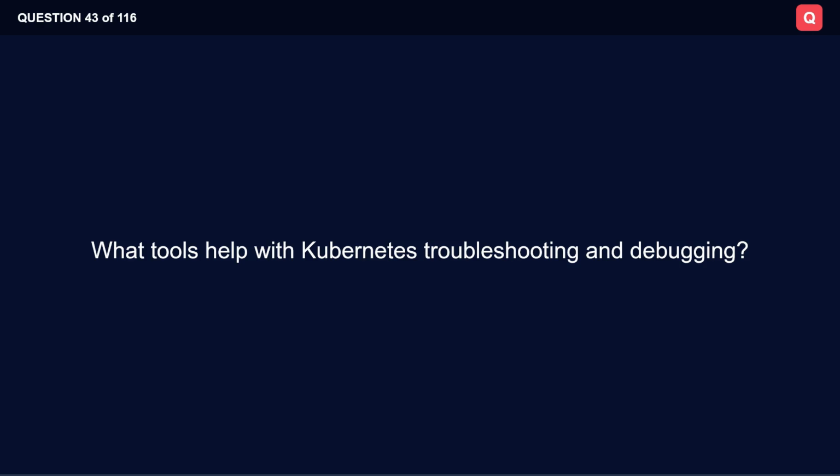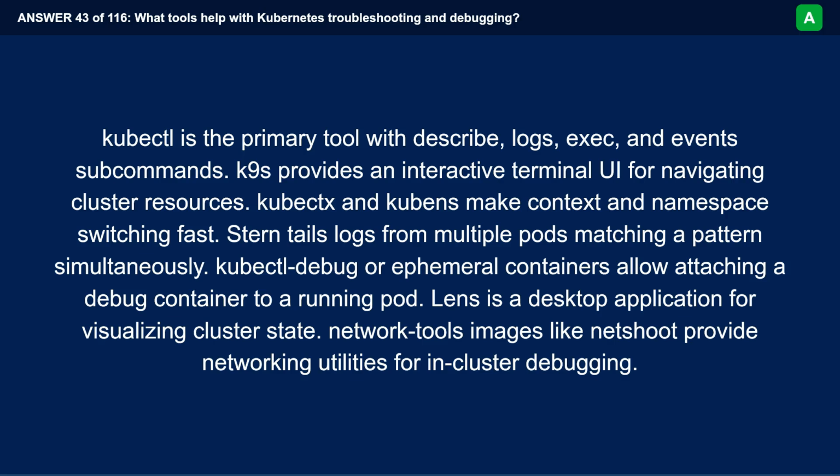What tools help with Kubernetes troubleshooting and debugging? Kubectl is the primary tool with describe, logs, exec, and events subcommands. K9s provides an interactive terminal UI for navigating cluster resources. Kubectx and kubens make context and namespace switching fast. Stern tails logs from multiple pods matching a pattern simultaneously.